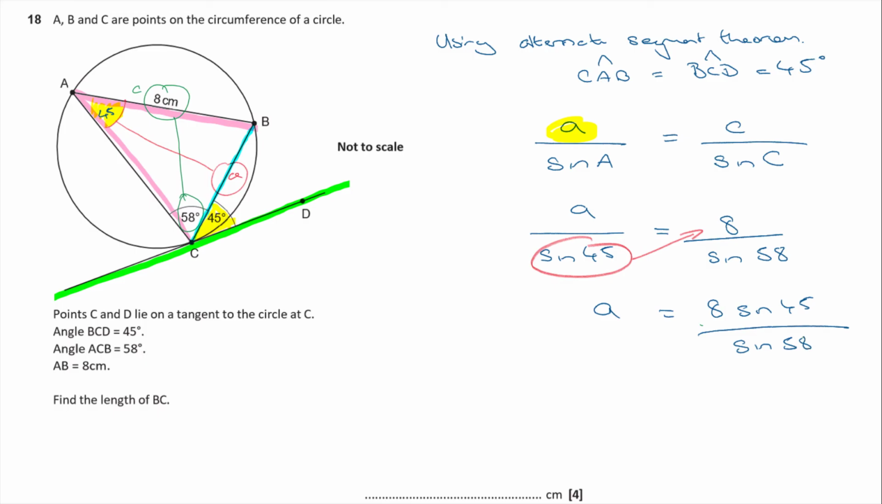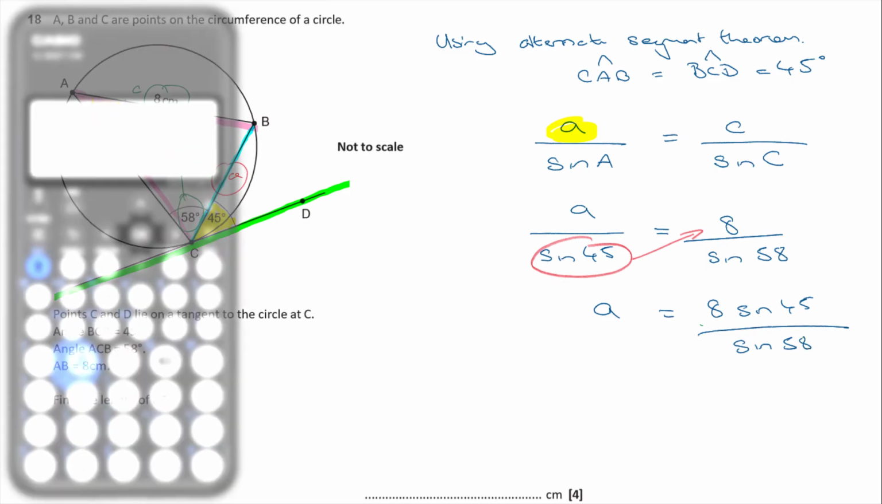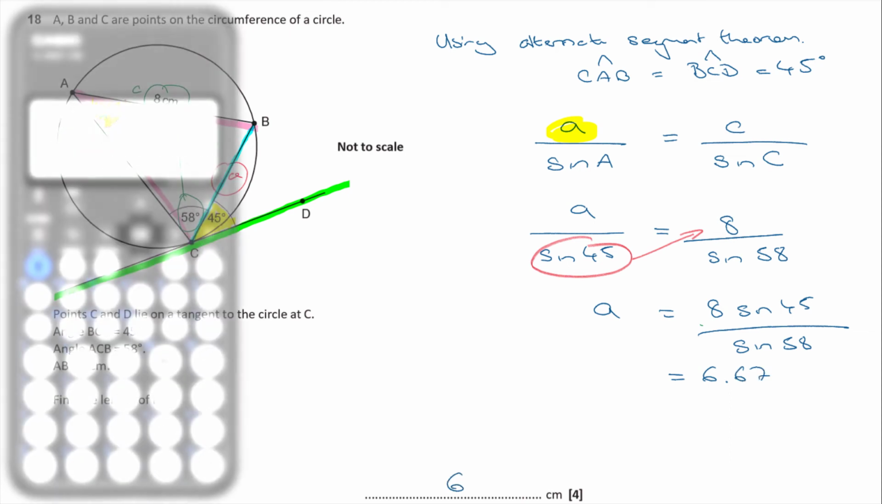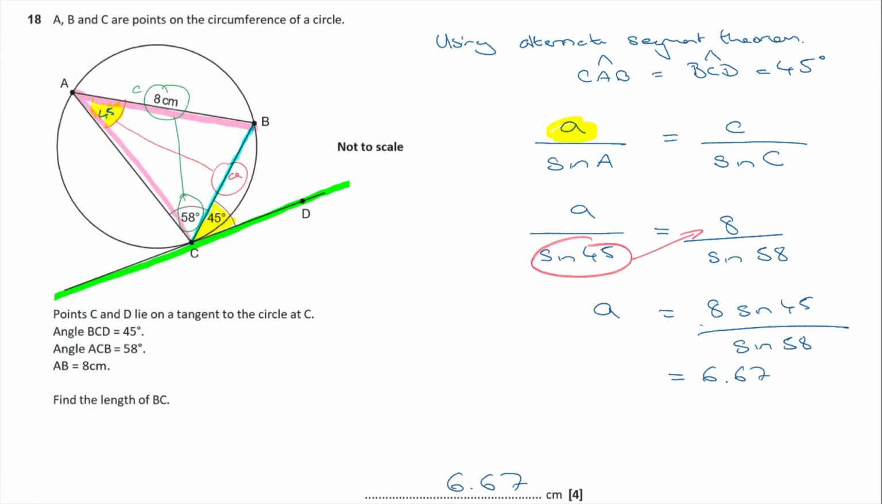Okay, so tappity-tap that into the old calculator. 8 sine 45 divided by sine 58. Apparently that is 6.67. That's my final answer then, 6.67.